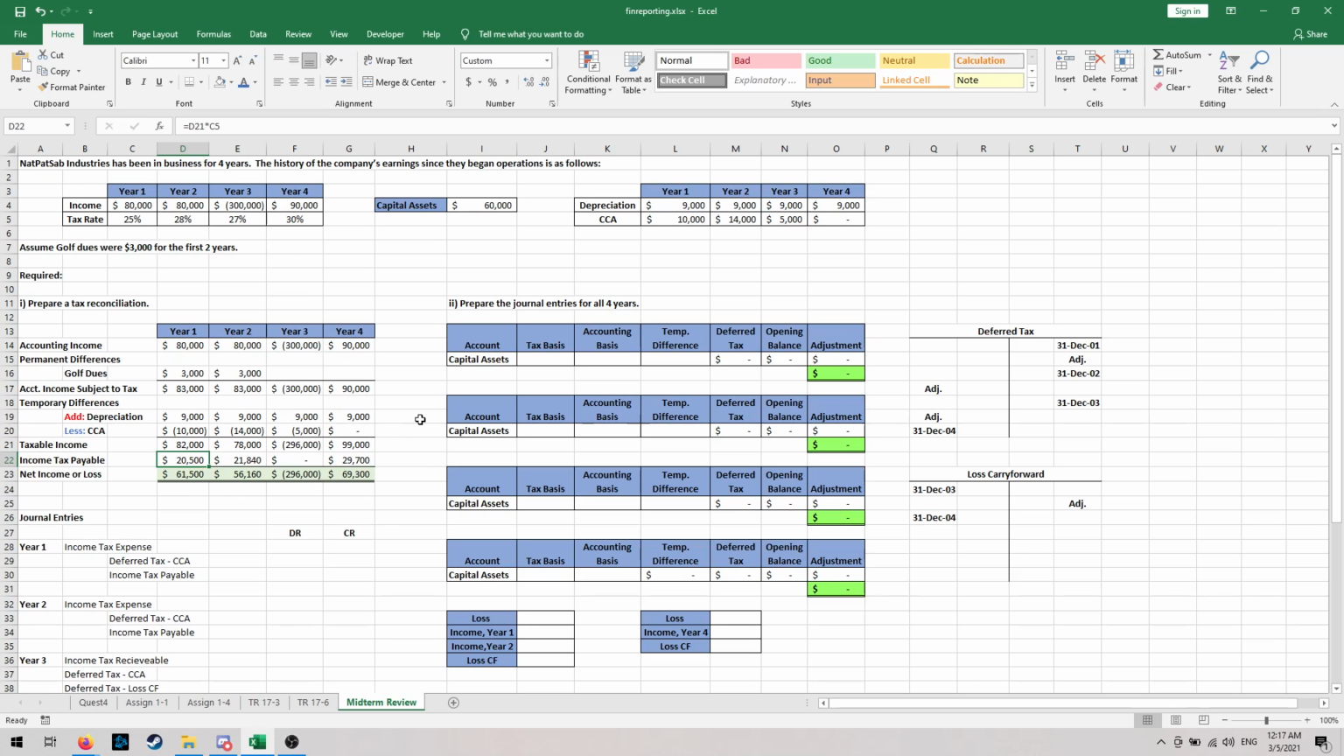So now we're asked to prepare our journal entries. And to prepare our journal entries, there are some values that we need to know first. One of them is the adjustments for temporary differences. We only have one account here that makes a temporary difference, and in this case, it's capital assets.